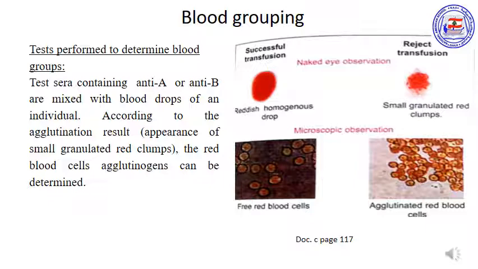So, as you can see in the figure, if you see a reddish homogeneous drop, so no agglutination, while if you see small granulated red clumps, then this is a sign of agglutination. Now, if you use the microscope, in the case of agglutination, you see that the red blood cells are gathered and attached to each other, while in the case of no agglutination, the red blood cells are free, away from each other.